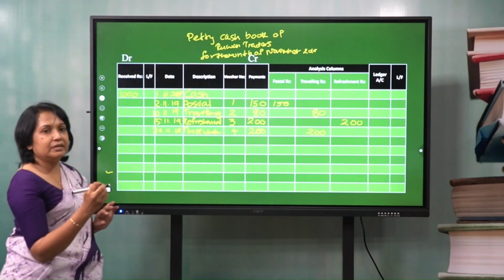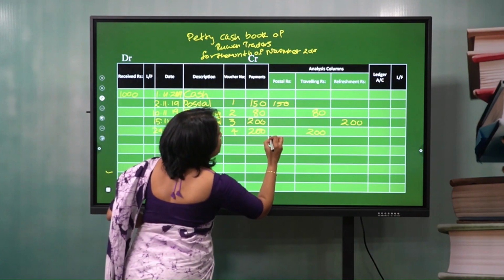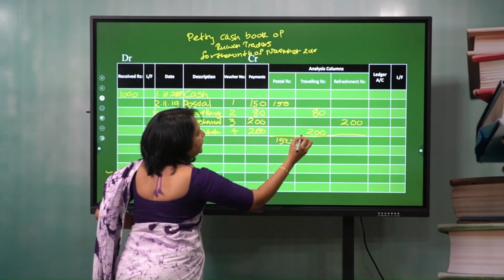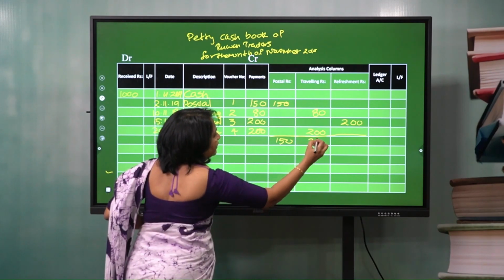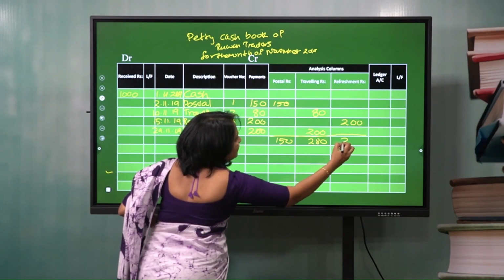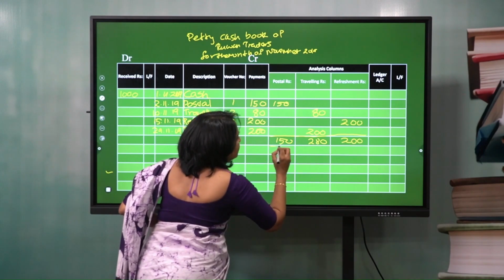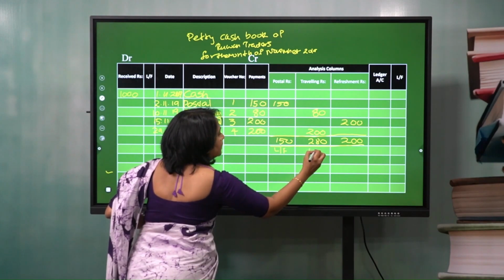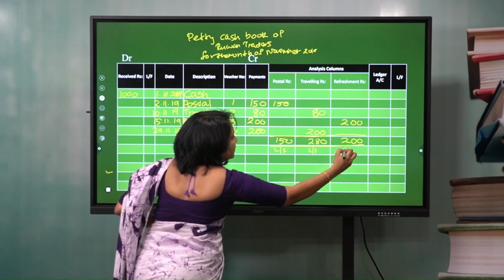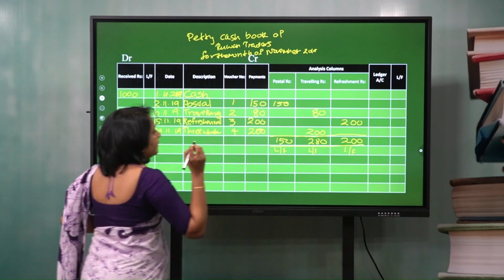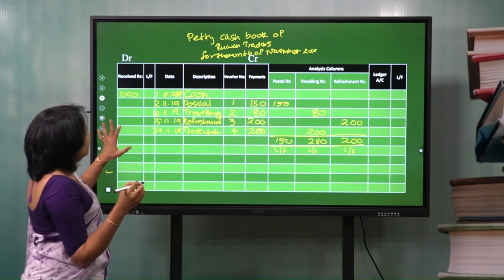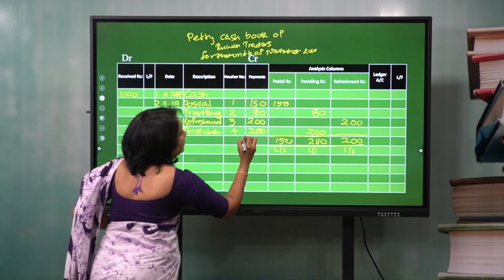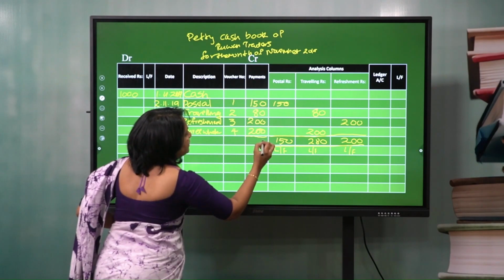We add and see the amounts of these analysis columns. Then we get postal 150 rupees and traveling 280, and refreshment they have spent rupees 200. So we have to record all these expenses in the ledger page, in the ledger folio. We have to record this in the ledger accounts later. So we have to complete this side also, children. So we have to add this payments column.